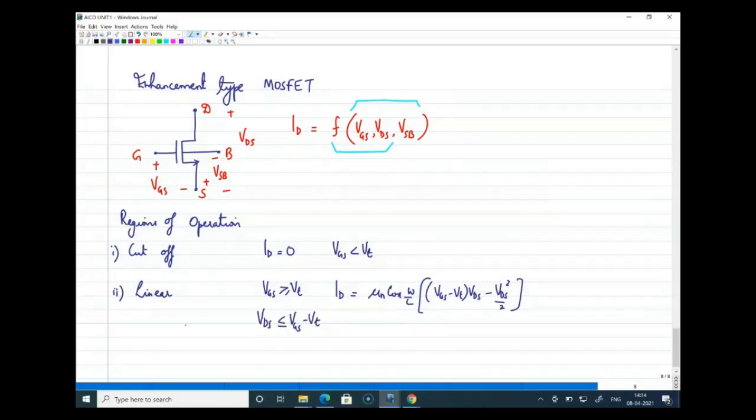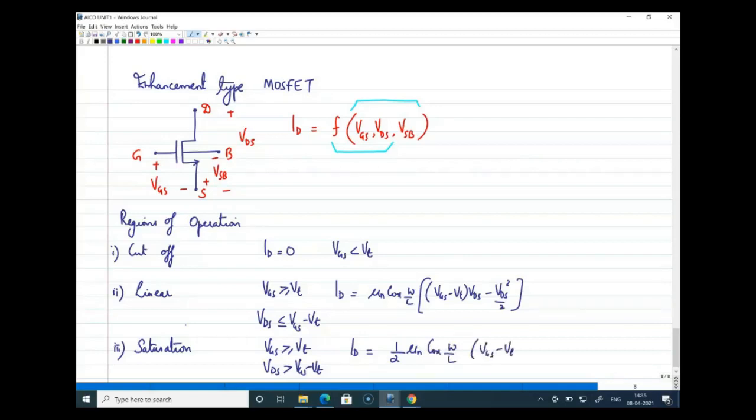Right. Now coming to the third region, we call it the saturation region, where the first condition remains the same, and we should also have VDS greater than VGS minus VT. That will result in a current which can be written as half mu Cox W by L (VGS minus VT) the whole square. Right.